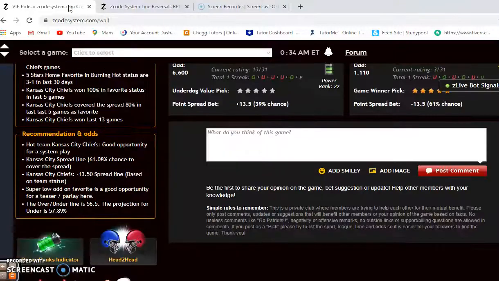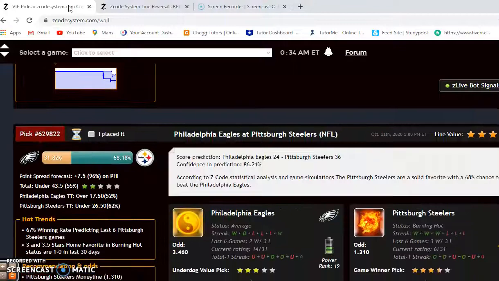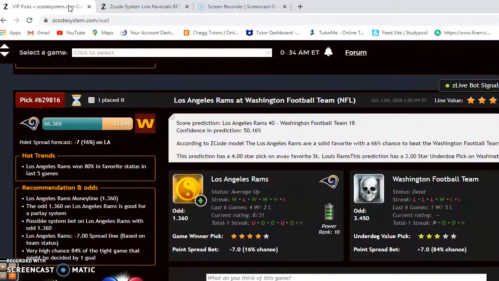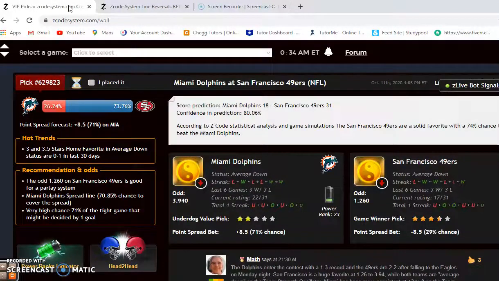Raiders and Chiefs, that should be an interesting matchup. I'm not going to really take a closer look at that one though. Philadelphia and Pittsburgh. And we're going to scroll down through here and a couple more games. We just have to go down through it. Here we go, the Miami Dolphins and the San Francisco 49ers.